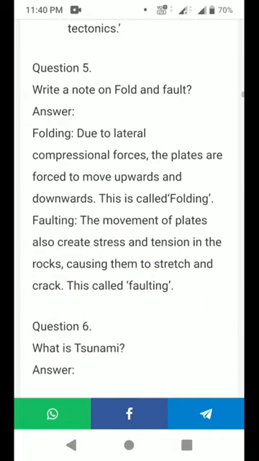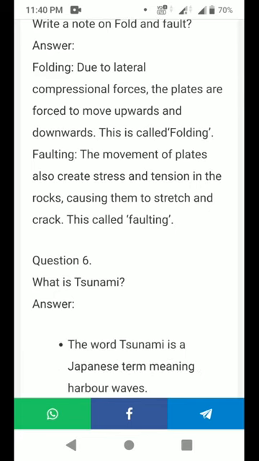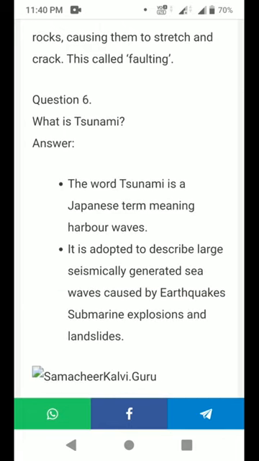Question number 5. Write a note on fold and fault. Here, fold. Due to lateral compressional forces, the plates are forced to move upward and downward. This is called folding. Faulting. The movement of plates also creates stress and tension in the rock, causing them to stretch and crack. This is called faulting.